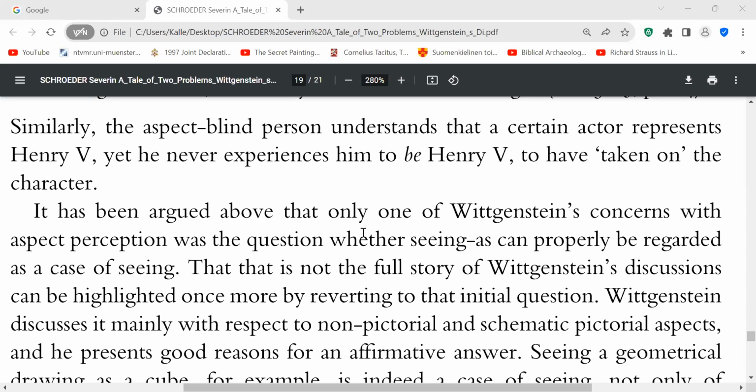Sorry about the shortness. Character being the last word. Taken on the character, yes. Character, page 370.